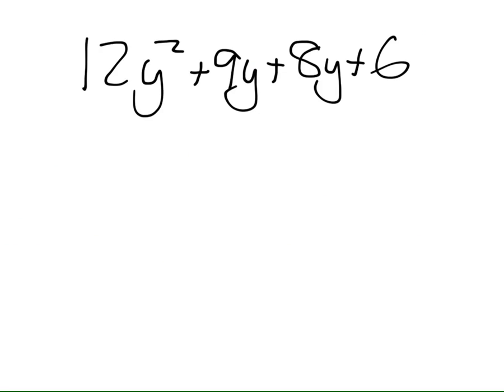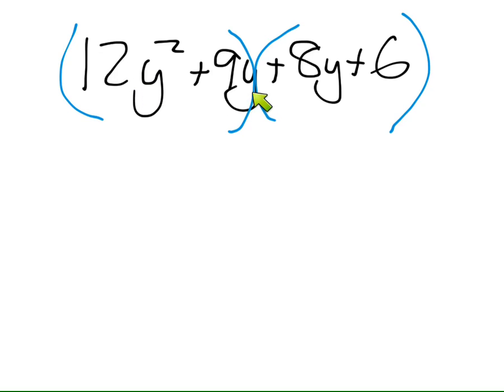Four terms, all don't have a GCF. So try it by grouping. I'll let you try it first and then we'll check it together. So we group there and then just take each binomial one at a time.